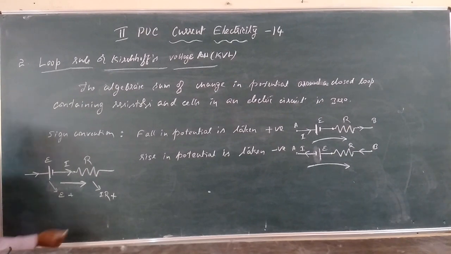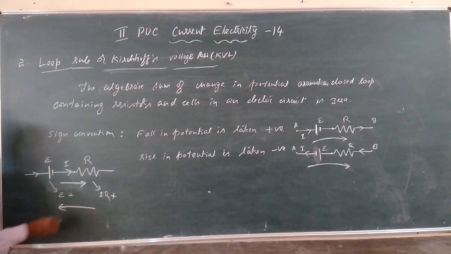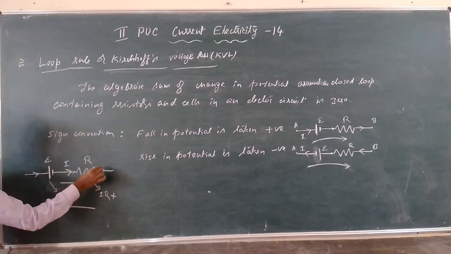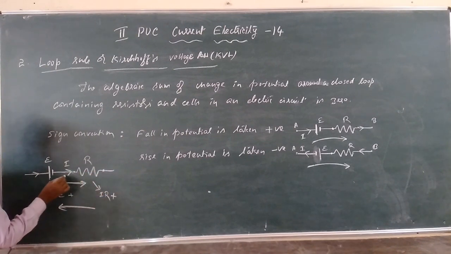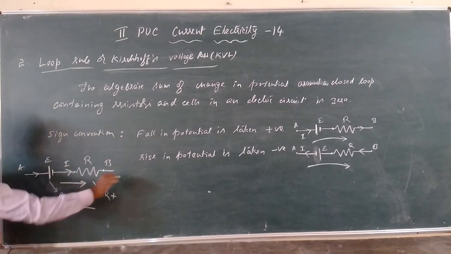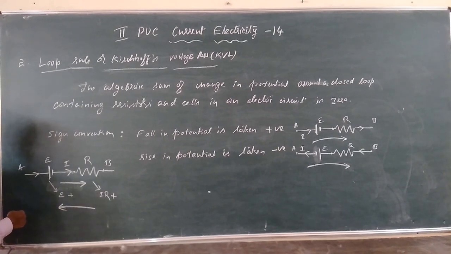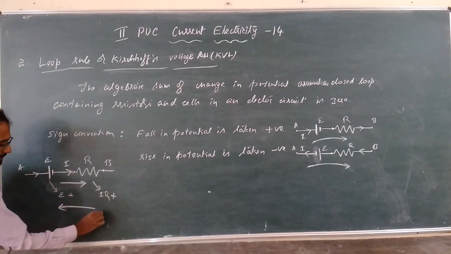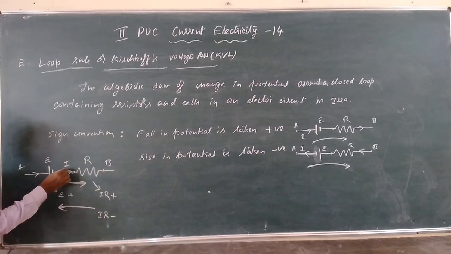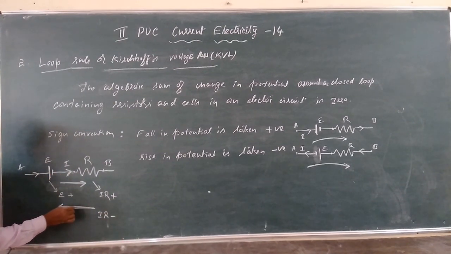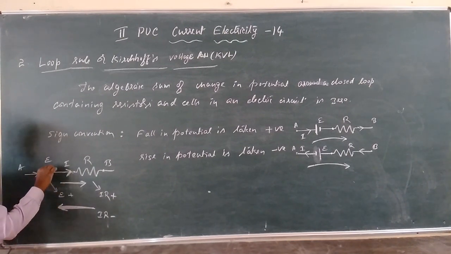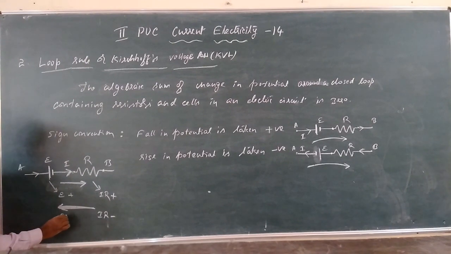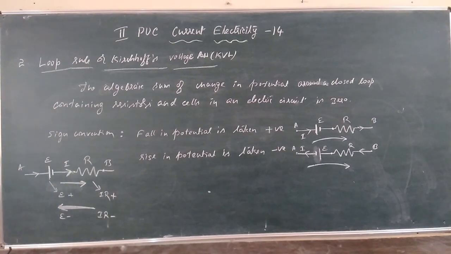If this is the direction of traverse, and current is flowing from A to B while you are moving in the opposite direction, then the IR product is negative because current is flowing opposite to the direction of traverse. And if you find the negative electrode first, then EMF is negative. So we use one example.